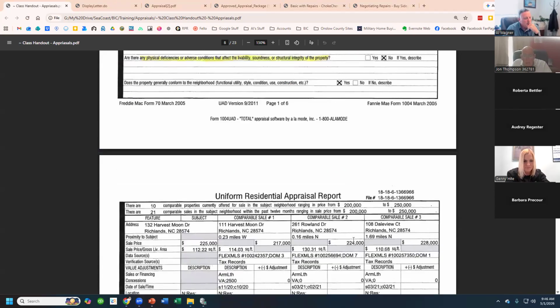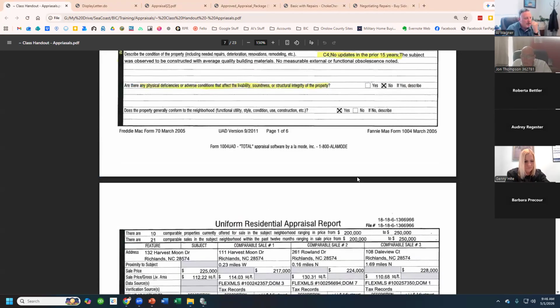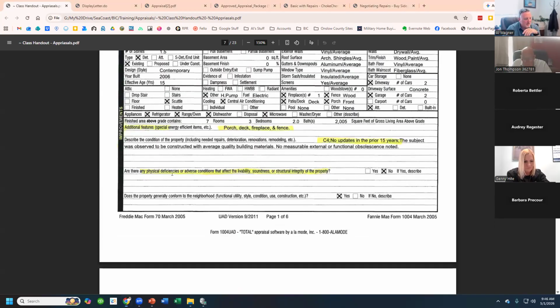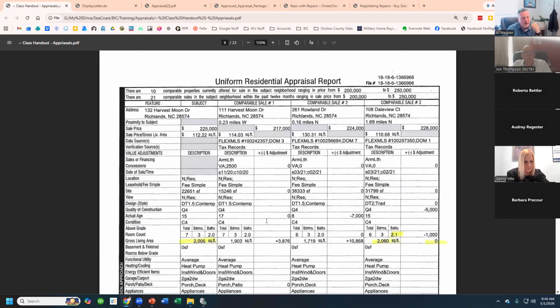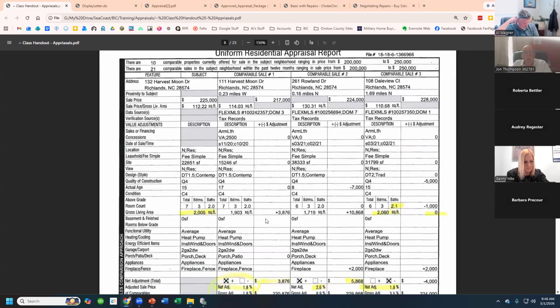Awesome. All right. So then it asks, are there any physical deficiencies or adverse conditions in the property? If this is checked yes, they're probably going to ask for repairs. There's probably going to be some repairs required, and I'll show you what that looks like. So this is where the appraiser does their actual comps. On the appraisal, this first section over here is the subject property. They have all the different characteristics of the property. These are the different comparables.